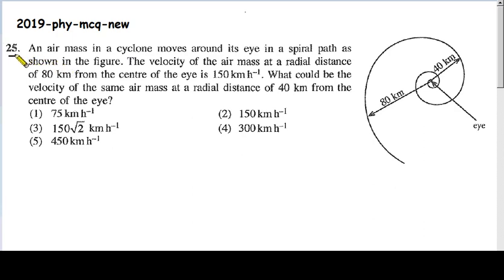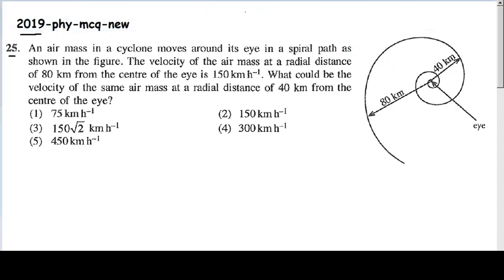Today I am going to discuss question number 25 of 2019 physics new syllabus, the MCQ paper. An air mass in a cyclone moves around its eye in a spiral path as shown in the figure. The velocity of the air mass at a radial distance of 80 km from the center of the eye is 150 km per hour. What could be the velocity of the same air mass at a radial distance of 40 km from the center of the eye? So there are 5 answers.